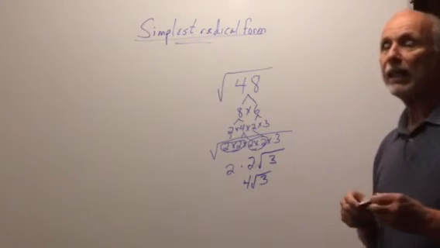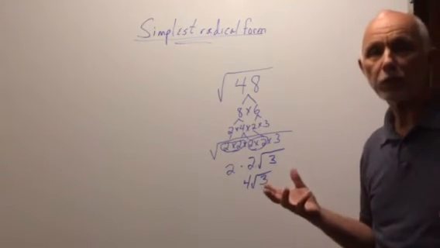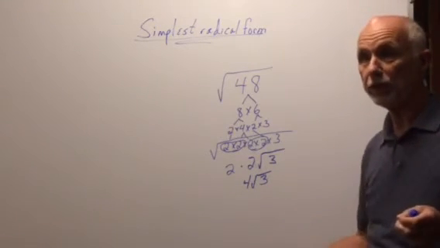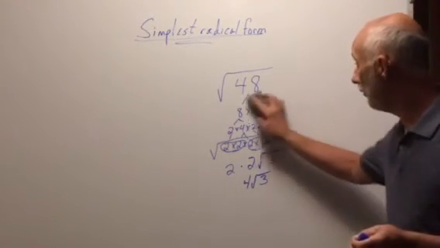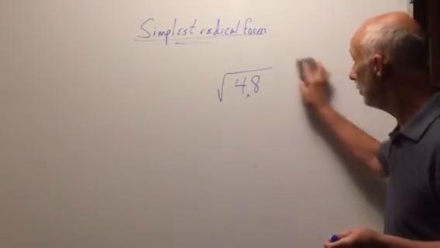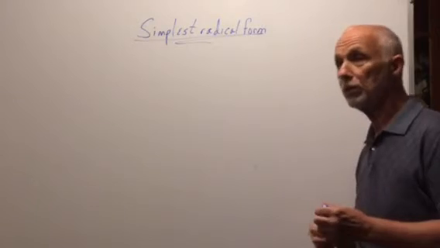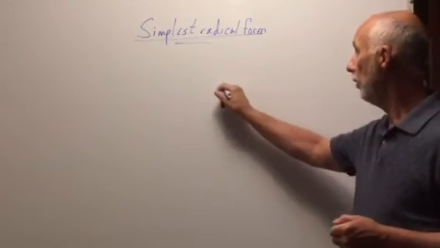Now, again, if you can look at a number and see a perfect square that goes into it, you can just break it up with the perfect square that you can see. But if you don't know the perfect square that goes into it, this is a good way to do it. Let's look at a couple of other examples just to make sure you understand what we're talking about.